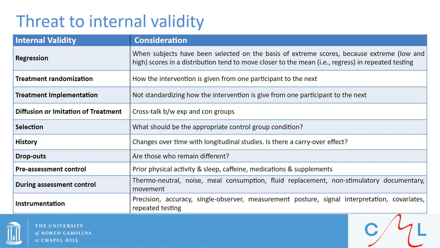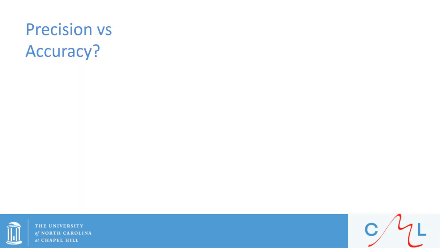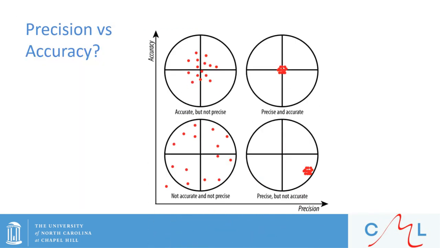There are a number of threats to internal validity, including the following. Now, let's focus a little bit more on instrumentation. We want a device which is accurate, but also precise. This is an ideal world. If we need to pick one, we will prioritize accuracy.